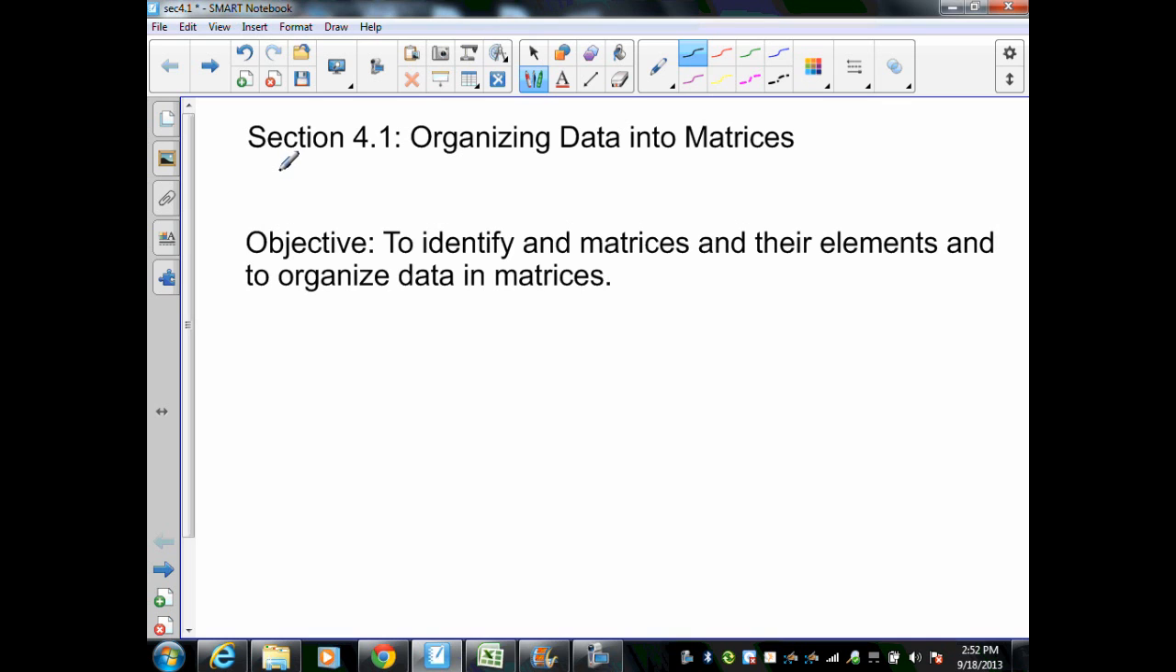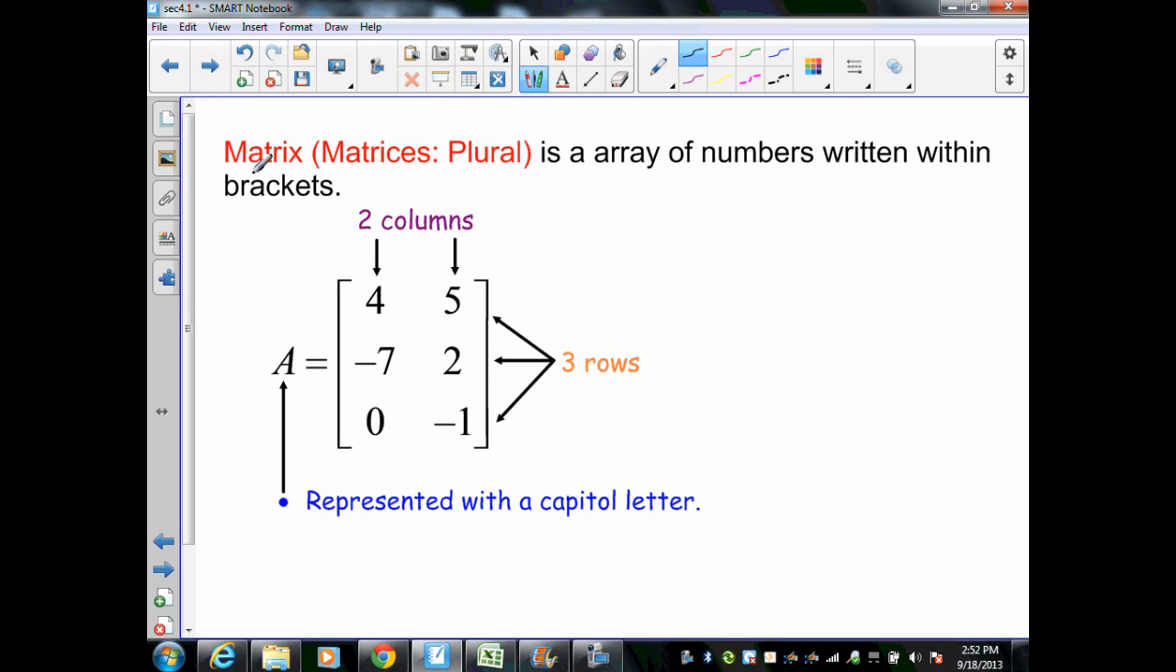Section 4.1, Organizing Data into Matrices. A matrix, or if I want a plural, matrices, is an array of numbers written in brackets. In this example, I have a matrix, and I'm going to represent this matrix with a capital letter. Therefore, matrix A has a set of elements inside of my brackets. Here it's organized by 2 vertical columns and 3 horizontal rows.